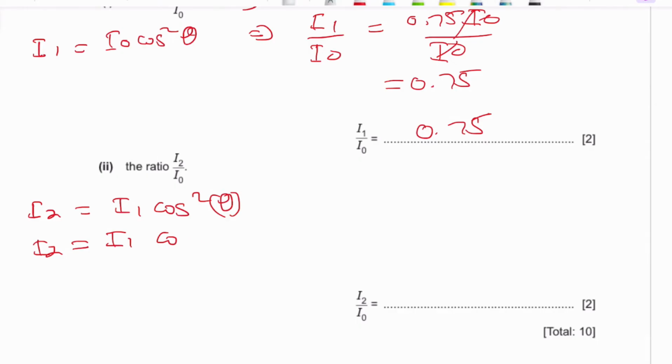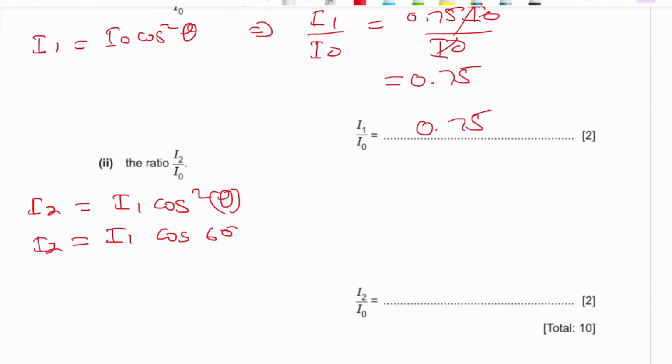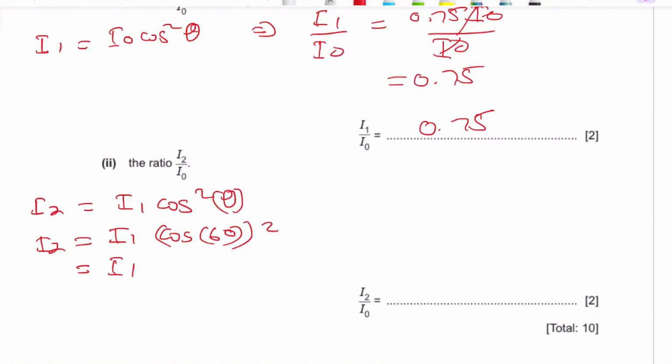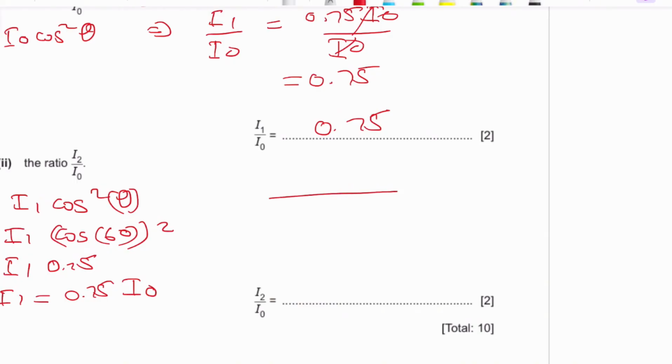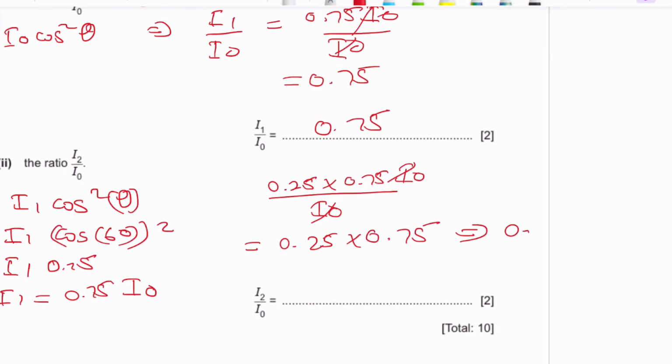So I1 cos 60, but all of that squared, that's basically I1 times 0.25. But I1 is 0.75 I naught. So I2 over I1 will be 0.25 times 0.75 I naught divided by I naught, right? So those two cancel out. We're left with 0.25 times 0.75. That gives you an overall answer of 0.1875, to 2 significant figures 0.19. Okay, so 0.19 is your answer.